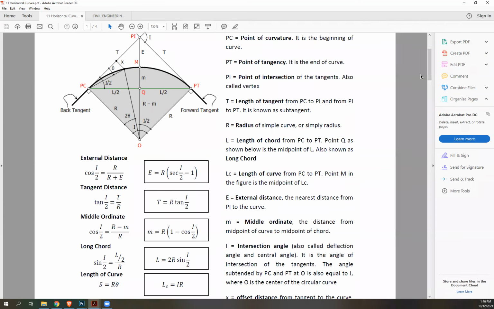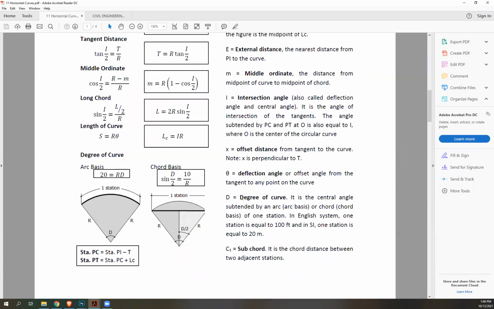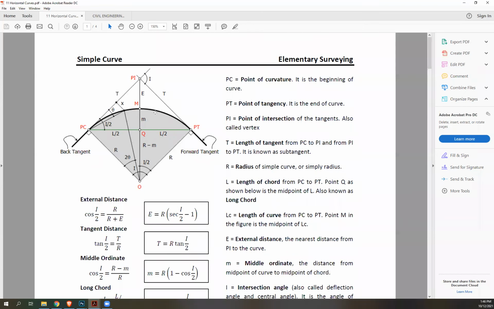But that's the purpose of the deflection angle. It's to set up the points to create this simple curve. Next, degree of curve. So they're different, okay? Deflection angle from tangent to any point on the curve.